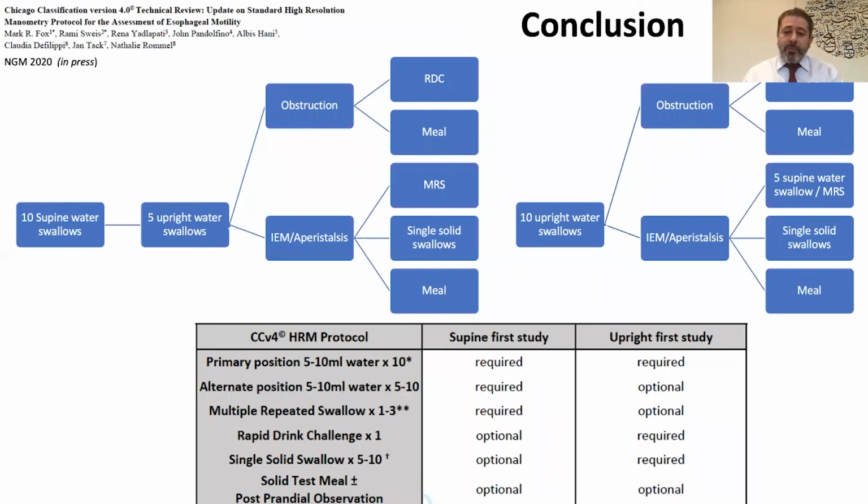And the way to do this is to use provocative tests in a certain manner. We propose that if you start the study in the supine position, you should at least perform 3 multiple rapid swallow studies. If you start the study in the upright position, we should be considering rapid drink challenge followed by solid swallows, either single solid swallows or a meal.